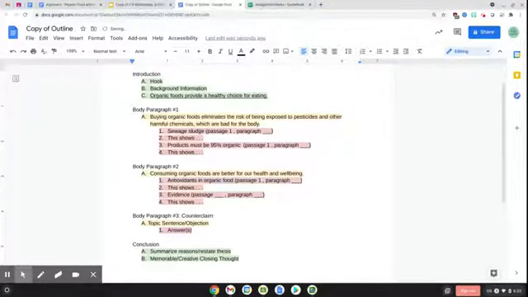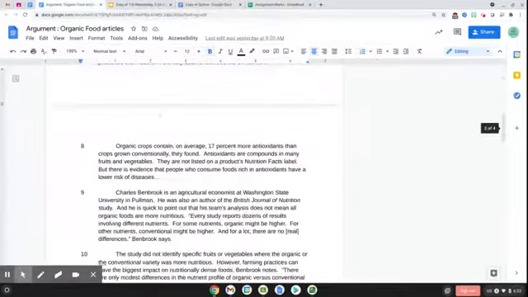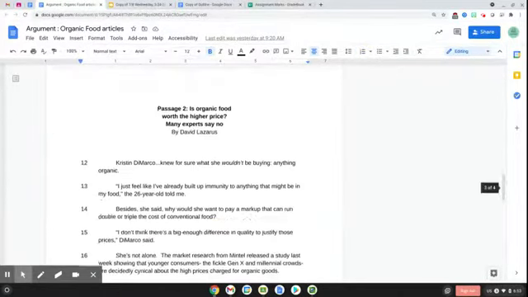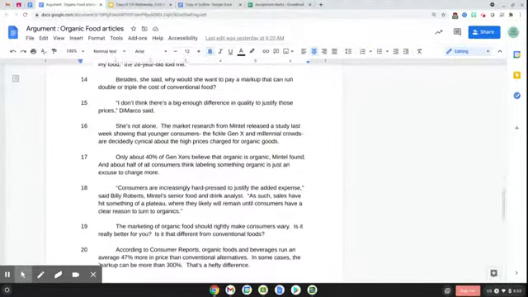So your counterclaim is where you have to state the other side of the argument. Something like this: some people believe that buying organic foods is just a scam. They believe that, and then we are going to want to look over here, probably in passage 2, to see what it is that they exactly are saying.